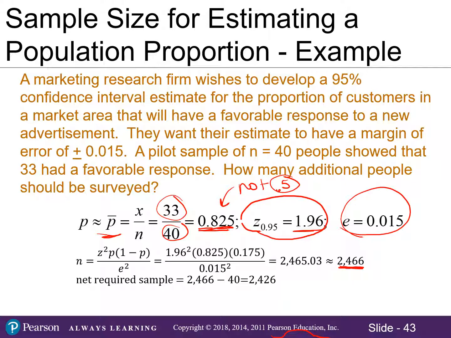Since I can use those 40 people I've already asked, we'll subtract that to get the net sample size of how many I need to sample remaining to get the proportion that I want.